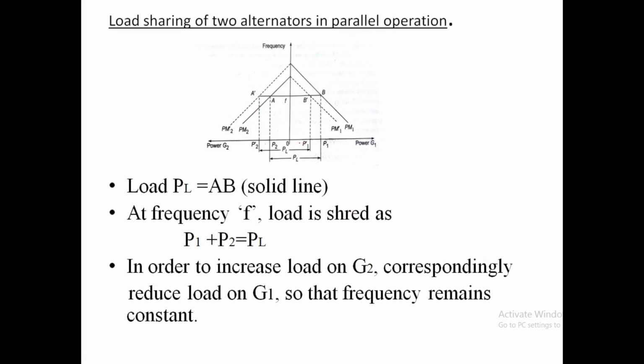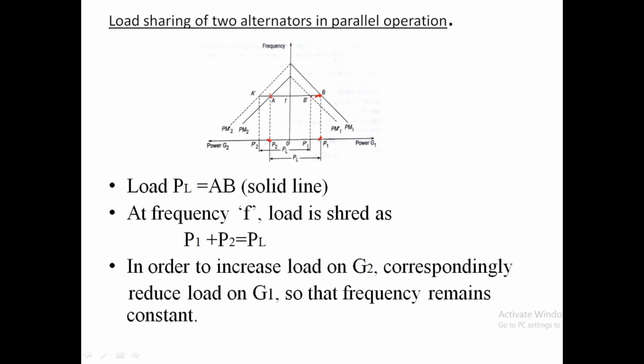From this diagram you can see there are two points A and B. These are the operating points. That means the two alternators A and B. This is A and this is B. Actually this is B, not this. And now the first alternator is delivering a power P1 corresponding to B. Second alternator is delivering a power P2 corresponding to A. So these are the two points.